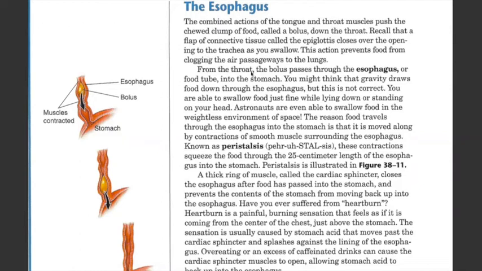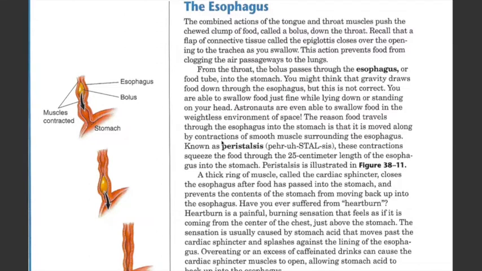From the throat, the bolus passes through the esophagus, or food tube, into the stomach. You might think that gravity draws the food down through the esophagus, but that is not correct. You are able to swallow food just fine while lying down or standing on your head. Astronauts are even able to swallow food in the weightless environment of space.